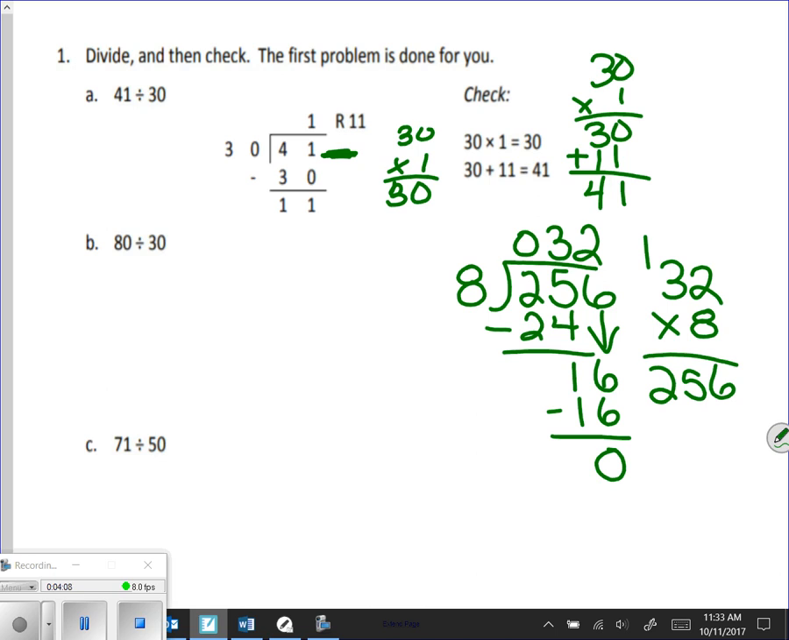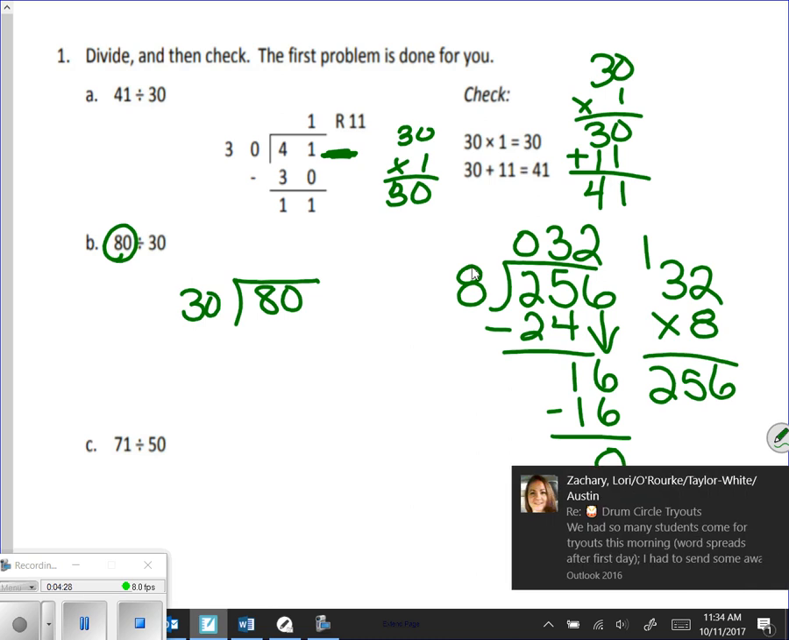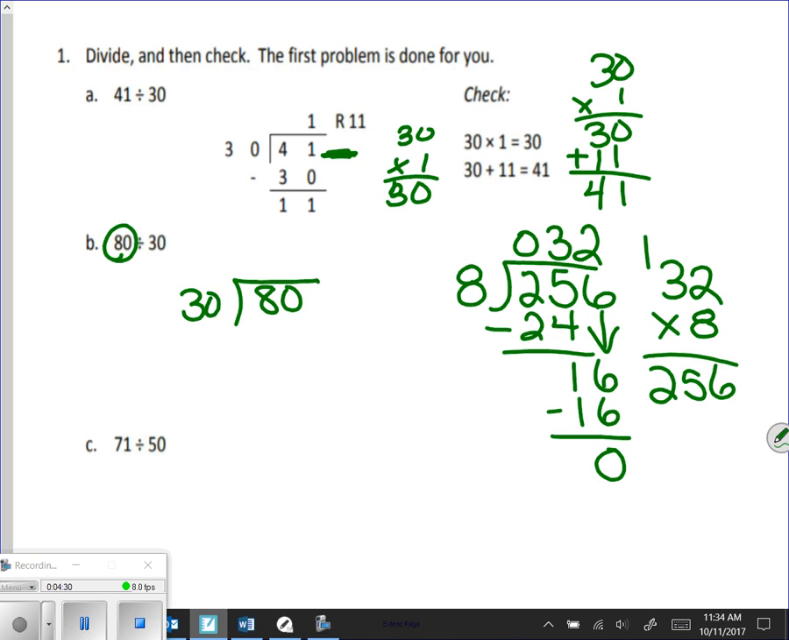So we can do this one together. 80 divided by 30. So this one, your first number is the one that goes inside that bracket, inside the house. 80 divided by 30. So one thing I can do to make this one easier on myself. What can I do to make this one easier on myself, Caitlin? You can make the 80 into the 60. Okay, well, if I'm estimating, I can.